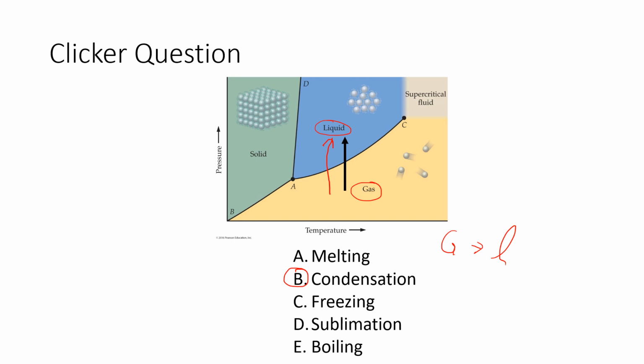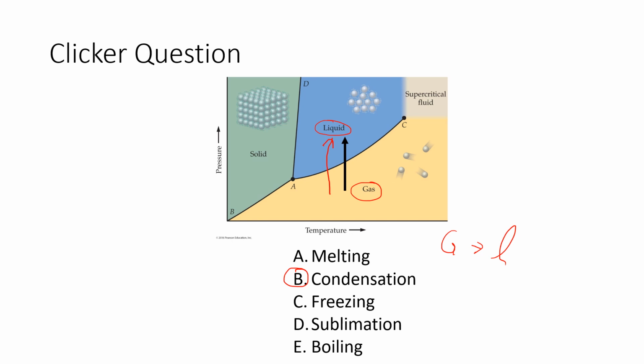Another way might be to ask things like, I might give you a phase diagram that has numbers on it for the temperature and the pressure. And I'll say if you start at this temperature and pressure and you end at this new temperature and pressure, what phase transition takes place?